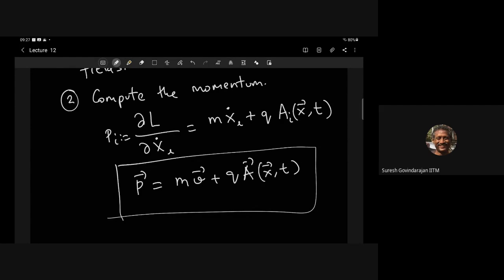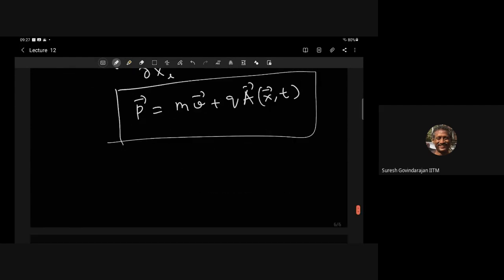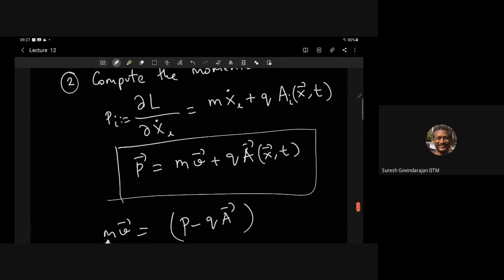Okay, so if you look at this, you will see that the velocity, mv, is p minus q times A. So this is the velocity. And you should remember that this is always going to be our definition of momentum. Momentum is not m times v. Okay, this is the second comment. Any questions or comments?